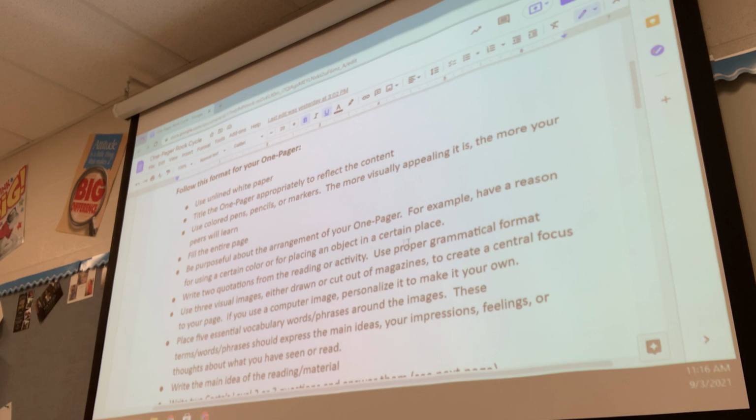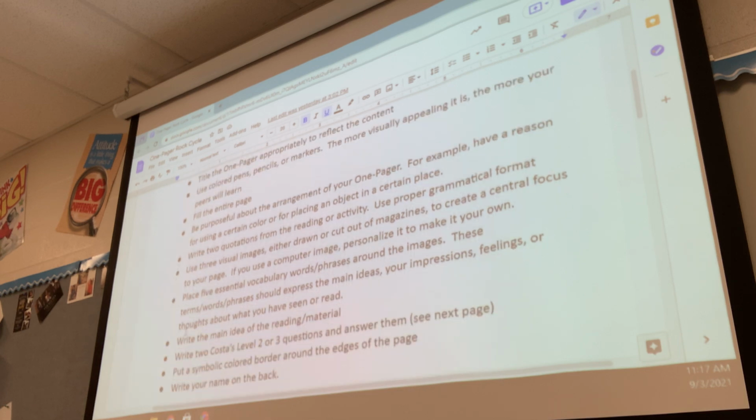Two quotations from reading or activity. What I mean with that is, you can look up a quote about rocks, or you can look at the notes we went over today and say something about the rock cycle. So two quotes about it. At least three images. It says you can cut them out of magazines. That's okay. We don't really have any magazines, but if it's something you want to do at home, you're welcome to. And then place 5 vocabulary words around the page somewhere. And then write the main idea of the rock cycle. So just describe the rock cycle, what it is, okay?